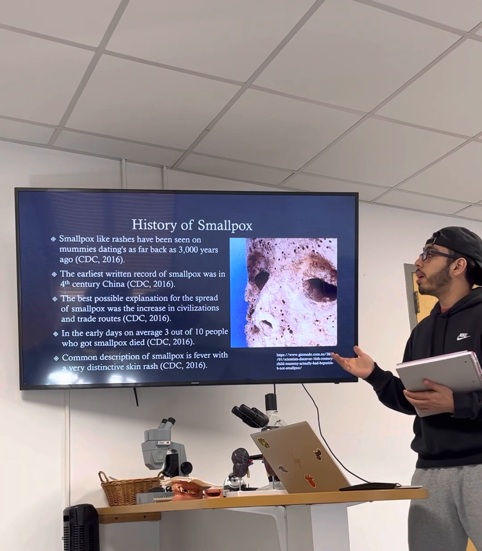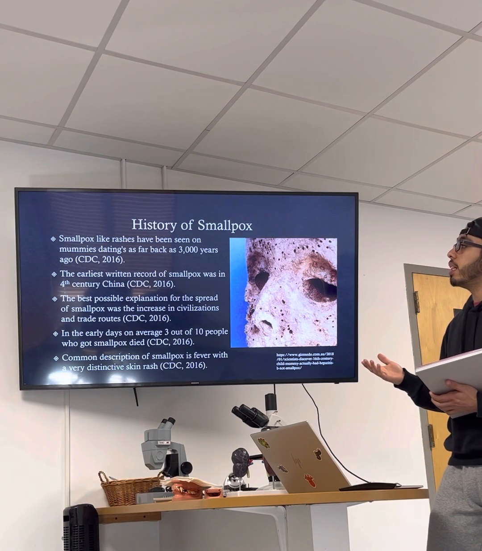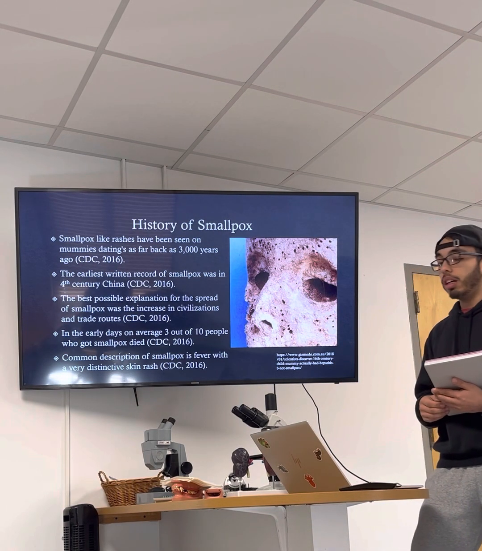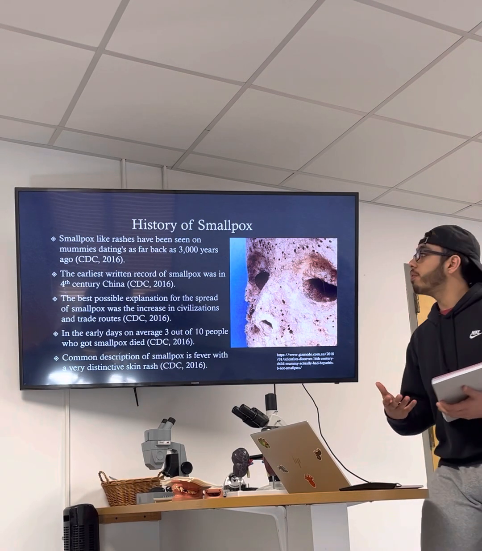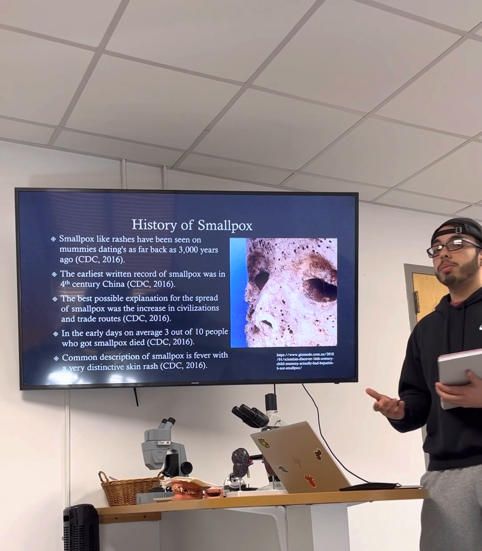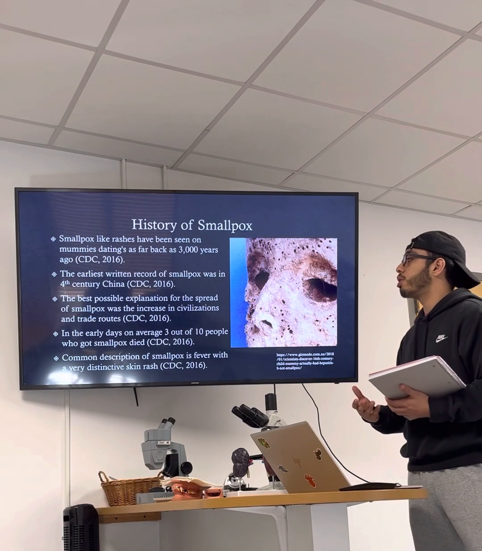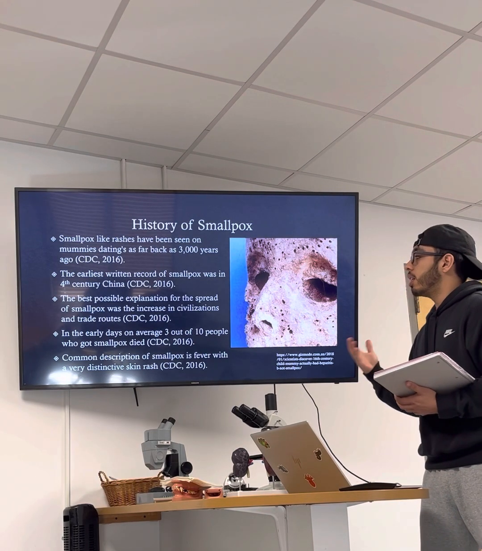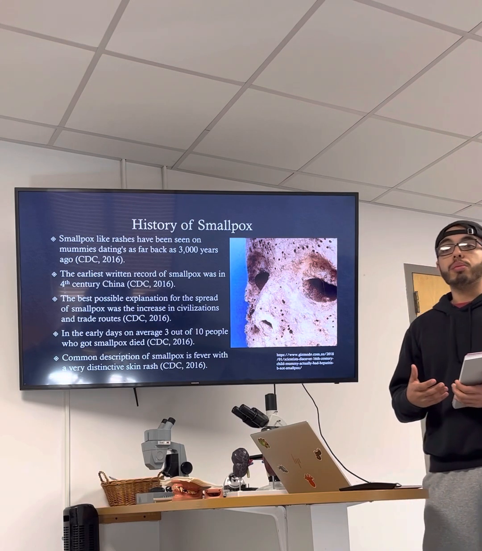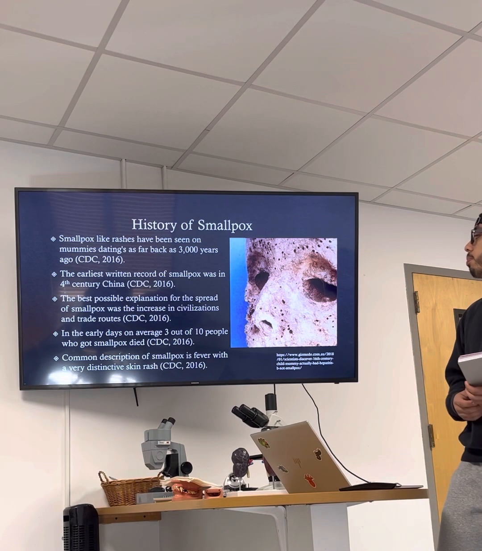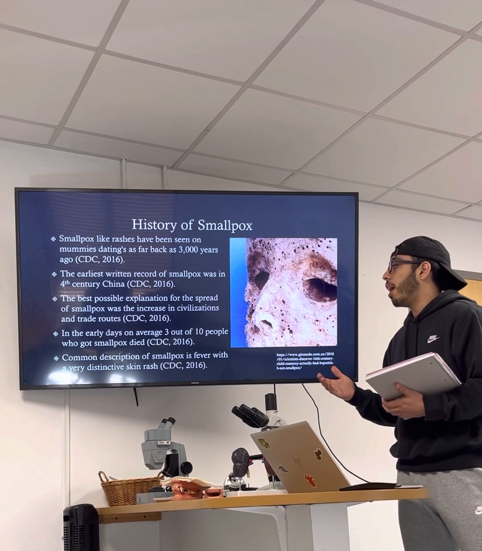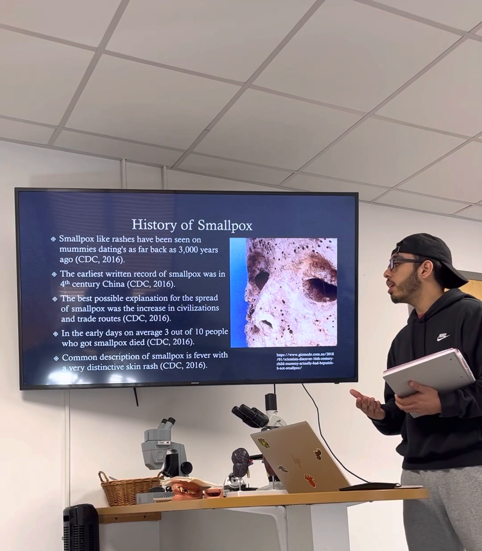So some history on smallpox. Smallpox-like rashes have been seen on mummies dating back as far as 3,000 years ago. The earliest written confirmation of smallpox can be seen in 4th century China. The best possible explanation as to why smallpox has spread throughout thousands of years is due to increase in civilization and trade routes. This mass movement of people was the best way to spread this very contagious disease. In the early days, on average, 3 out of 10 people who got smallpox died.